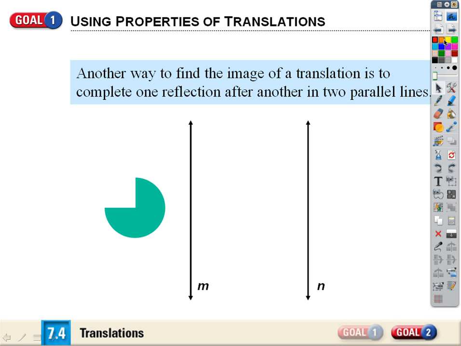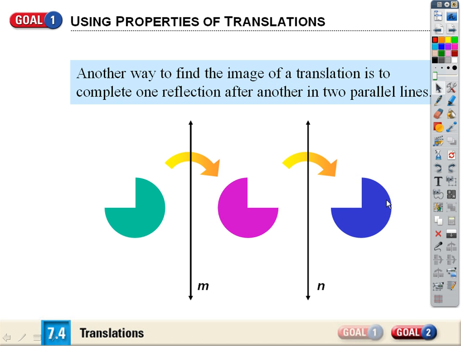Okay. So there's our theorem. If two lines are parallel, we do a double reflection. If the spacing between the lines, they call it d, is d, then the translation is 2d. Okay?